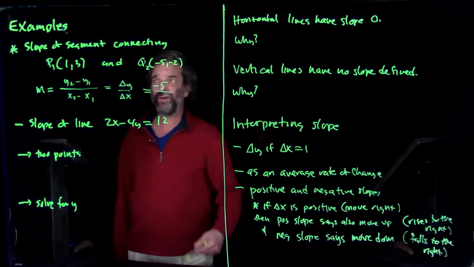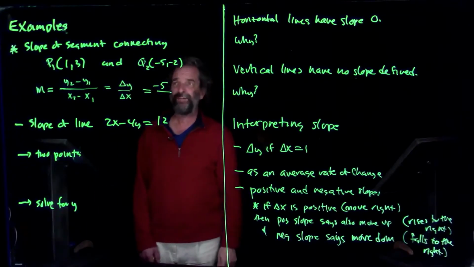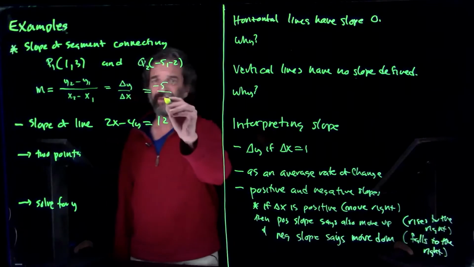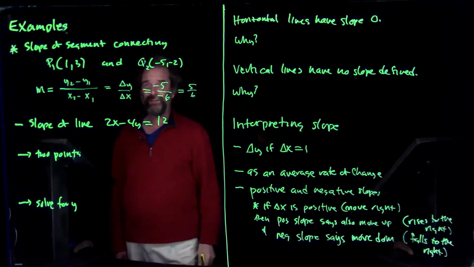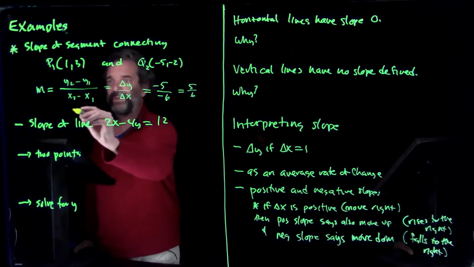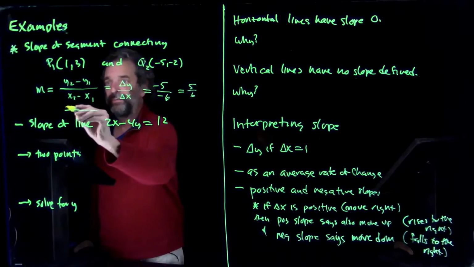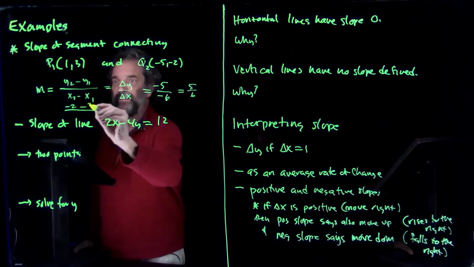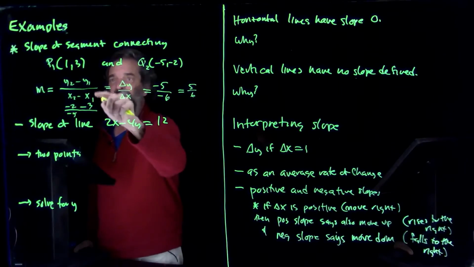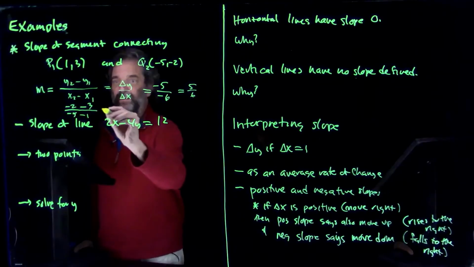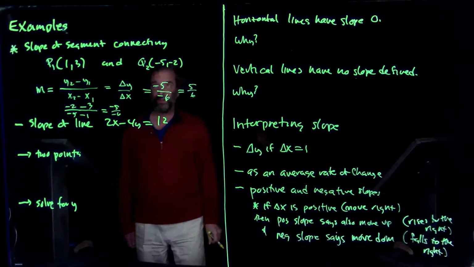As far as x is concerned, it starts at 1, ends at -5, so it has to decrease by 1 to get to 0, and then 5 more to get to -5. So that looks like it'd be -6. So the slope should be 5 over 6. And we'll just check we get that. y2 is -2, and y1 is 3, and x2 is -5, and x1 is 1. And sure enough, -5 over -6. So we got that right.